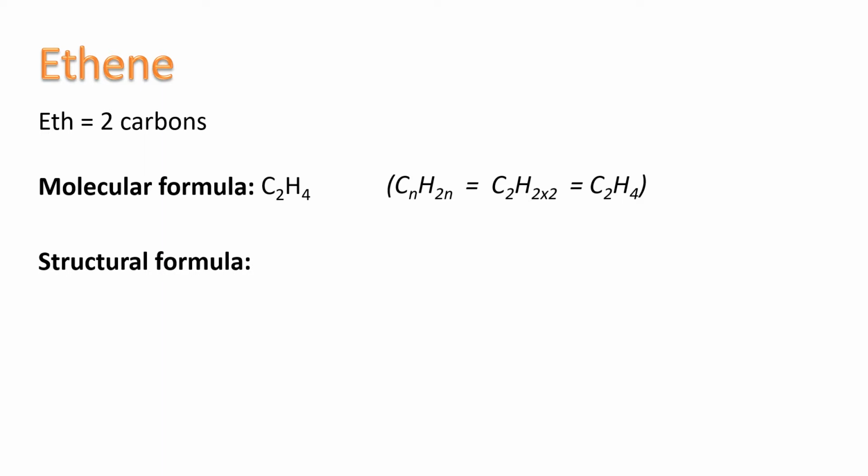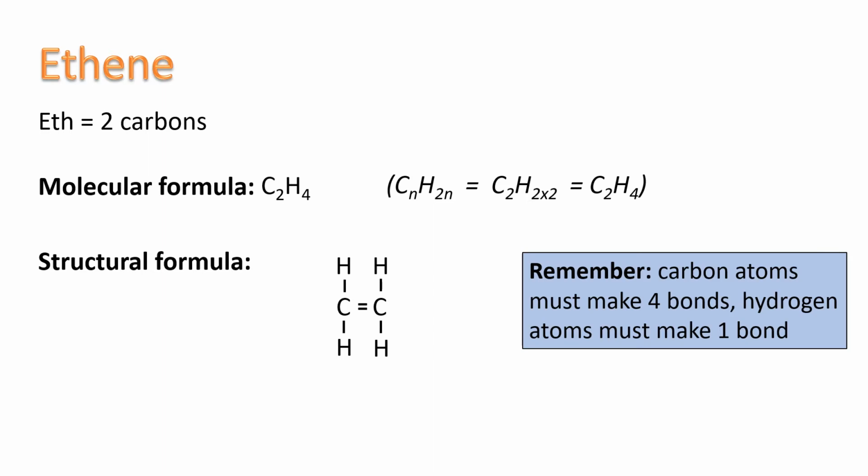On to our structural formula. Remember, we always start by drawing our carbon chain first. So in this case, there are 2 carbons and we need to have a carbon-to-carbon double bond. And then we fill in our remainder hydrogens. Now remember, carbon atoms make 4 bonds, hydrogen atoms make 1 bond. And our double bond counts as 2 bonds, so each carbon has 2 more spaces.